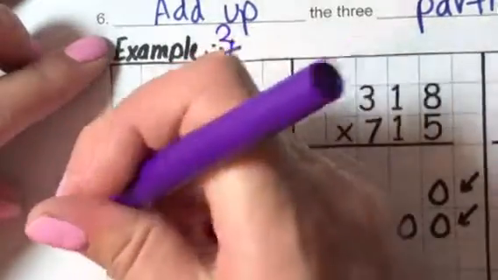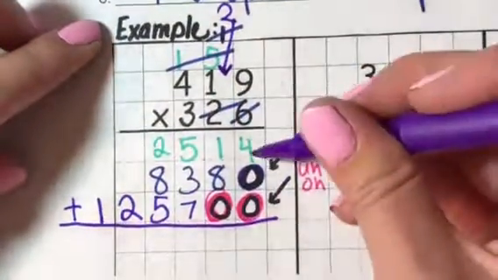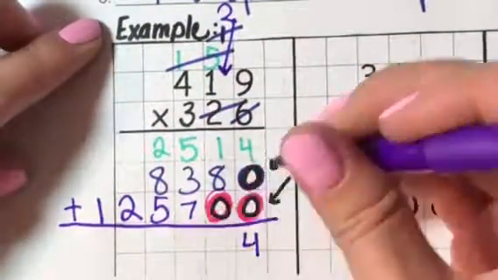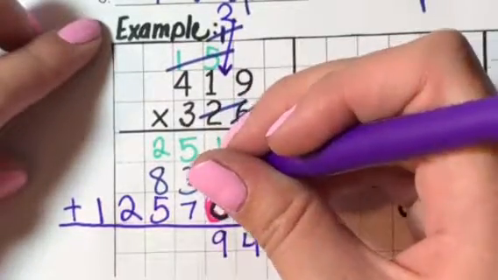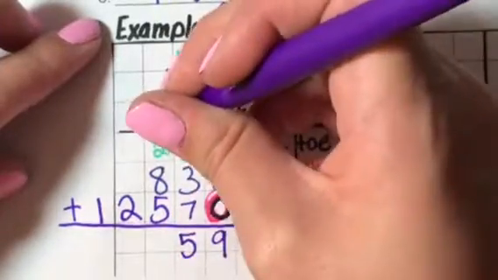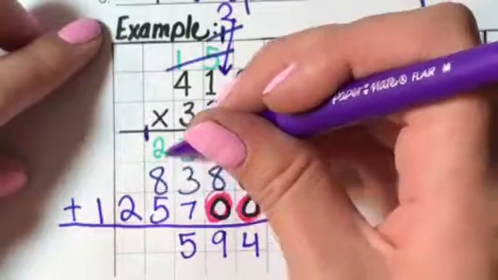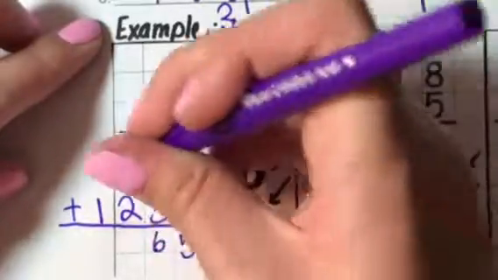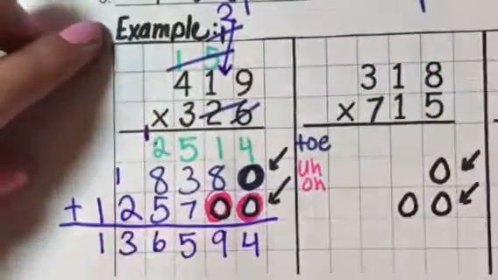My last step is I'm going to add up all of my partial products. So 4 plus 0 is 4. 1 plus 8 plus 0 is 9. 5 plus 3 is 8. Plus 7 is 15. Carry the 1. 5 plus 8 is 13, 14, 15, 16. 1 plus 2 is 3, and 1 plus nothing is that.